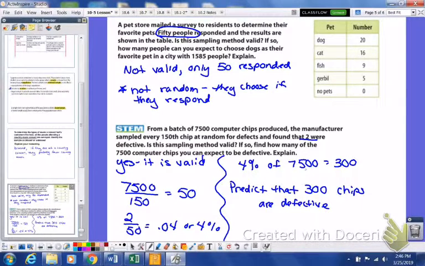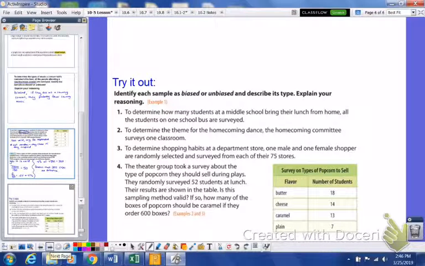All right, now on this last slide here, the try it out, we want to identify each sample as biased or unbiased. You do not need to describe its type. And then for the explain your reasoning, all I will be checking for tomorrow is that you write biased or unbiased on each one, but then I want you to be able to explain why you chose biased or unbiased. I will call on random people to answer this, so make sure you know why you wrote biased or unbiased. All right, that's the end of this lesson.